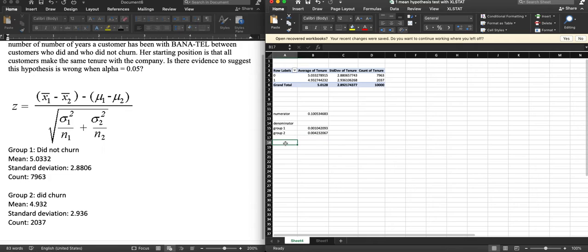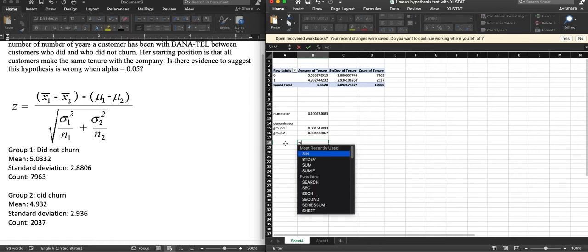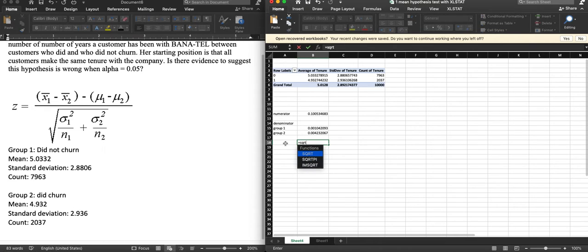All right, now my last step is to pull them together. So I will do the square root, SQRT, of this group 1 plus this group 2, and that's my denominator. So that means my z is equal to my numerator divided by my denominator. And that's the answer. Okay.